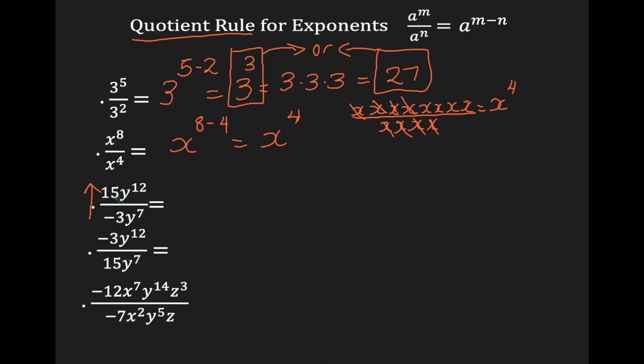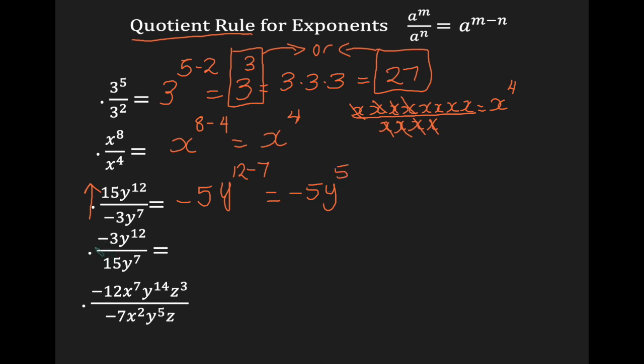Now, because these are coefficients, you're going to divide. So, negative 3 goes into 15 negative 5 times. Now, the y's are your bases, so you're going to keep your base, which is your y, and you're going to subtract the exponents. 12 minus 7, so my answer is negative 5y to the 5th power.